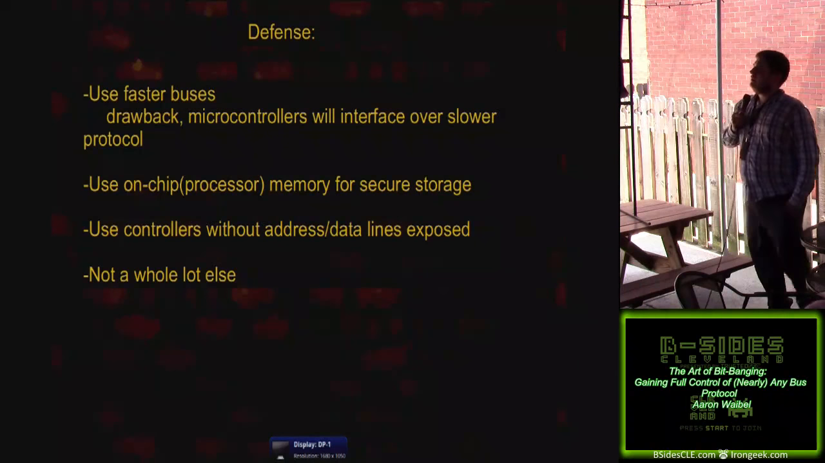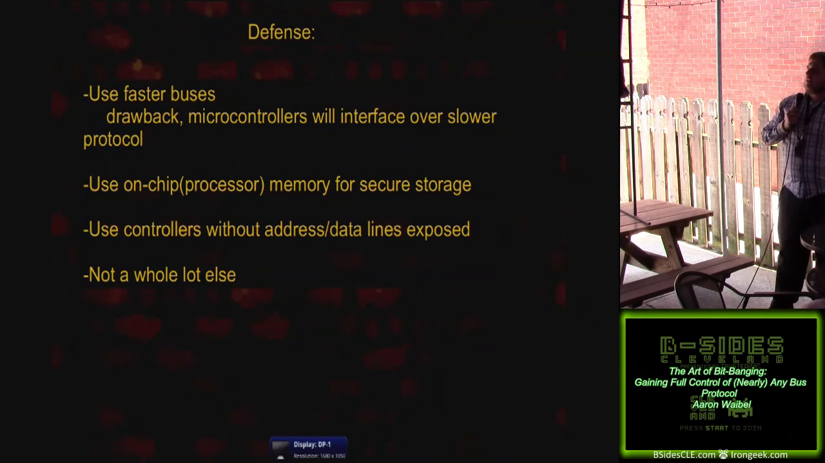So there are a couple of ways you can defend against this type of attack. One is just to use faster buses on all of your microcontrollers. The only problem with that is whenever you have a fast bus on a slow microcontroller, you usually have to have some dedicated chip on there that handles the conversion, and then you can just as easily tap that slower bus that interfaces between the two. So it only adds another step of obfuscation, really.